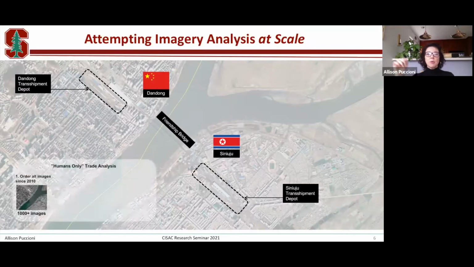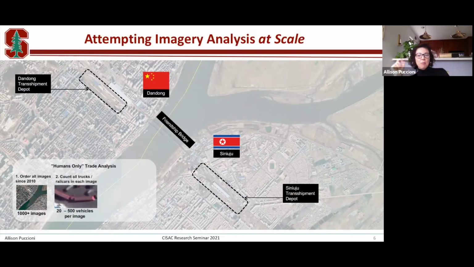So we discussed an approach. We would start purchasing all of the archive high-resolution imagery over each of these border crossings in North Korea, dating back as far as we could find. Over the past decade, for instance, 2,000 high-resolution satellite images have been taken over this particular area of interest.